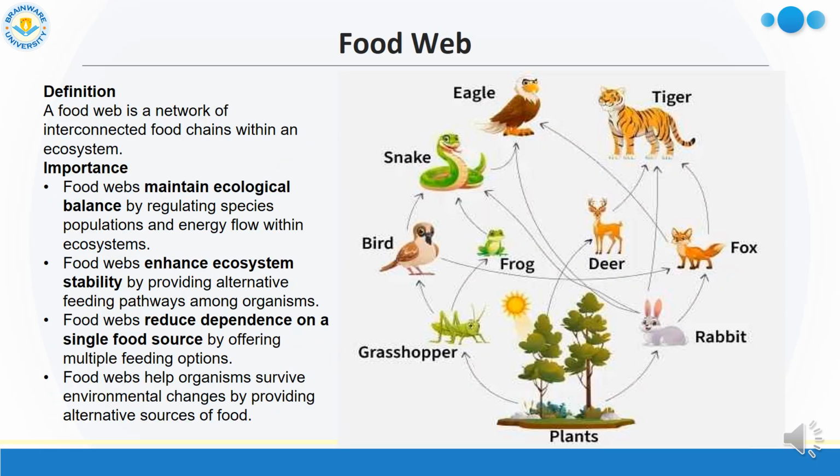Next slide is based on food web. Now what is food web? Food web is a network of interconnected food chains within an ecosystem.